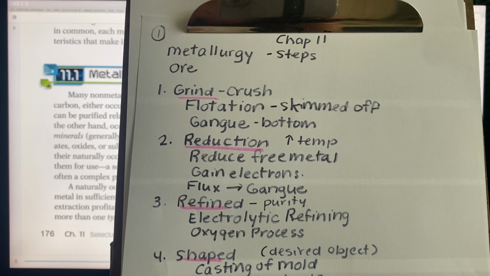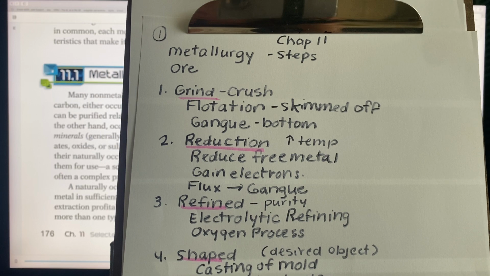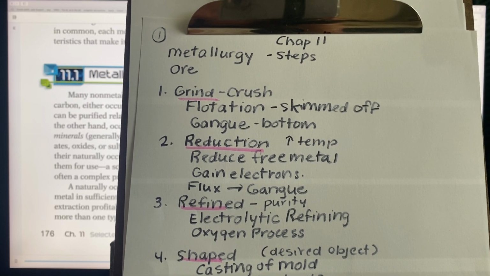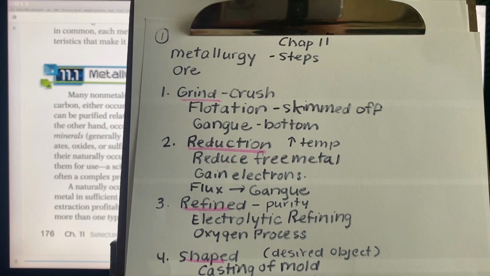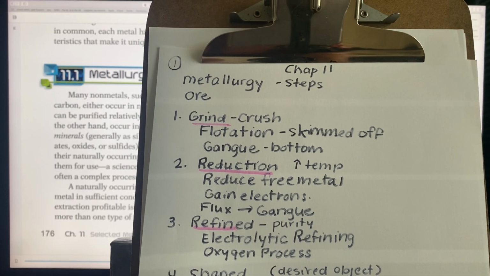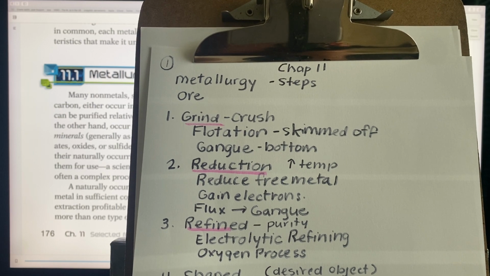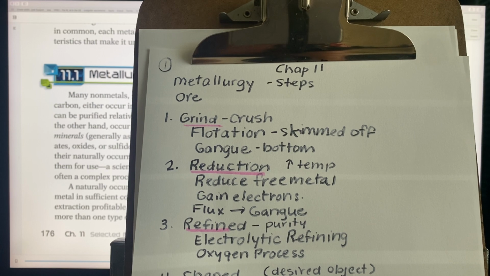Now the gangue, what's the gangue? The gangue is the part that you don't want, that sinks to the bottom of the tank. So they skim off the top to get that mineral. So that's the first step. They haven't heated it yet. They're grinding and crushing, and then with water skimming off the top. So that's the first step. The next step is the reduction step.